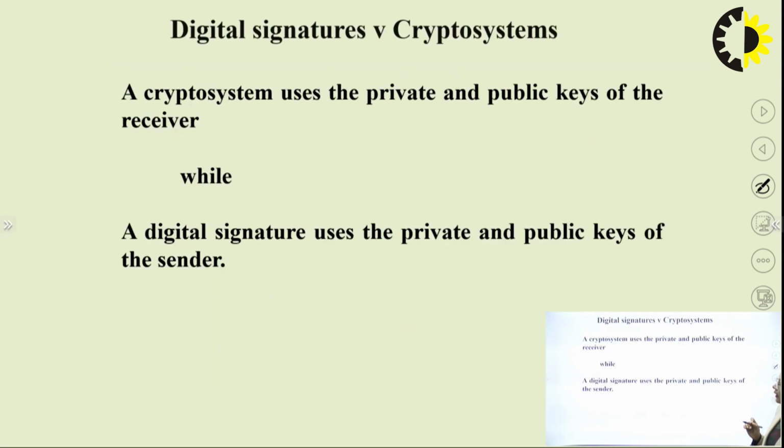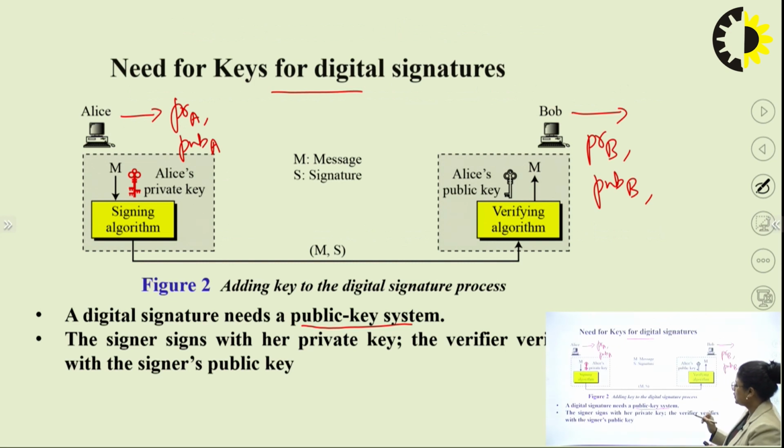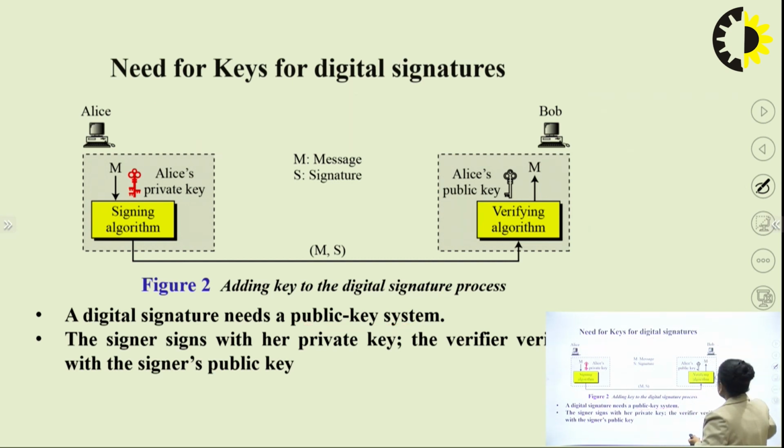Now here, the point to be noted is that when we are talking about public key systems, we have already learned about confidentiality. When we consider the task of achieving confidentiality, I just want to compare this with that. For example, we are talking about Alice and Bob. Now we have a message M. If we are talking about confidentiality, how do you go about it?